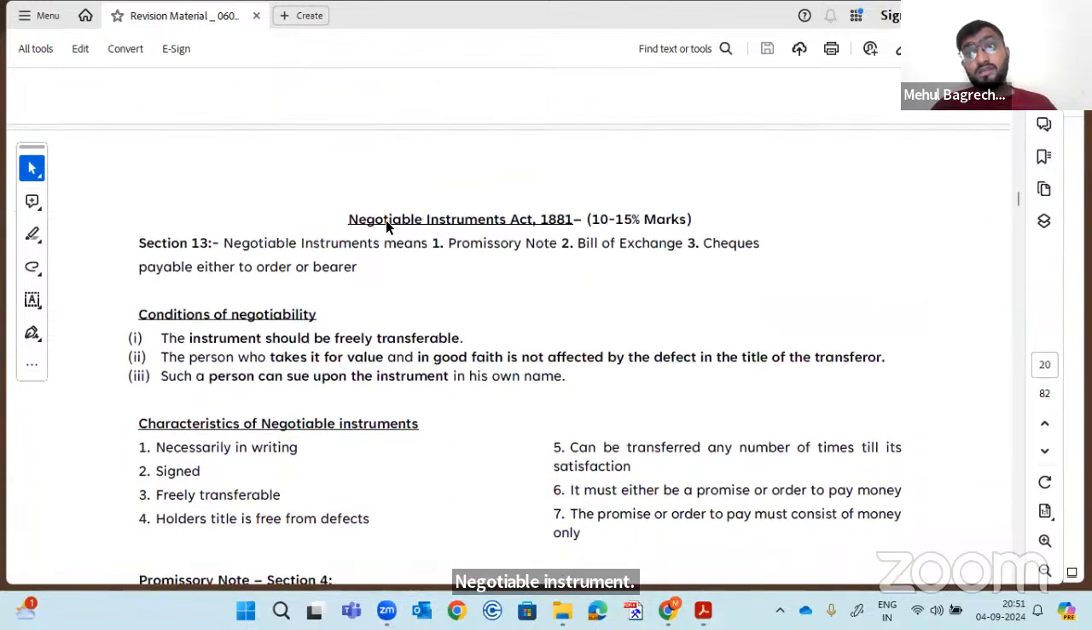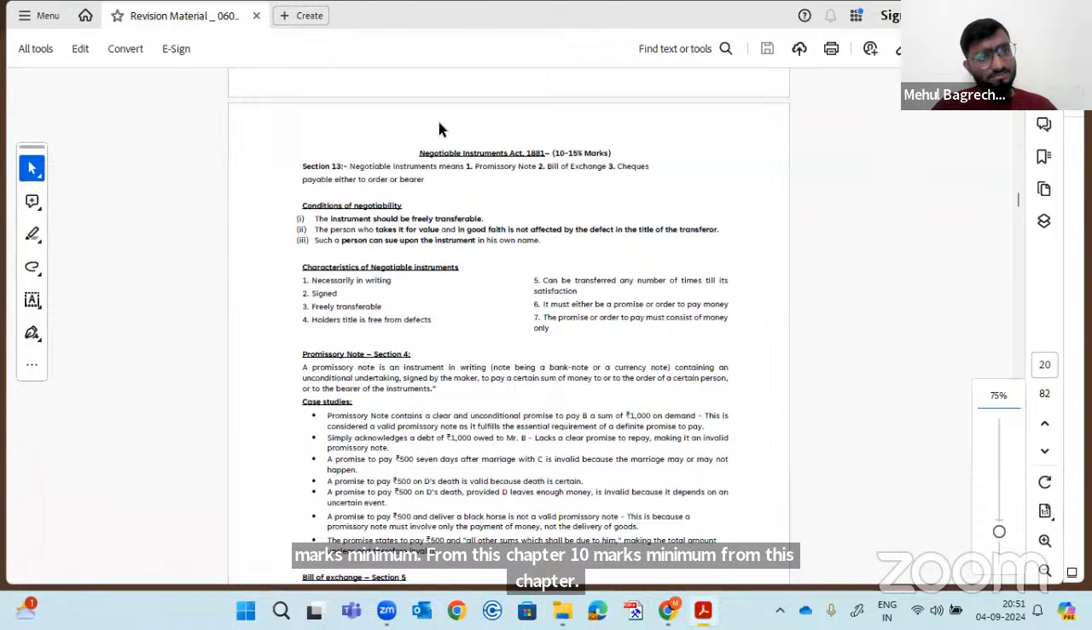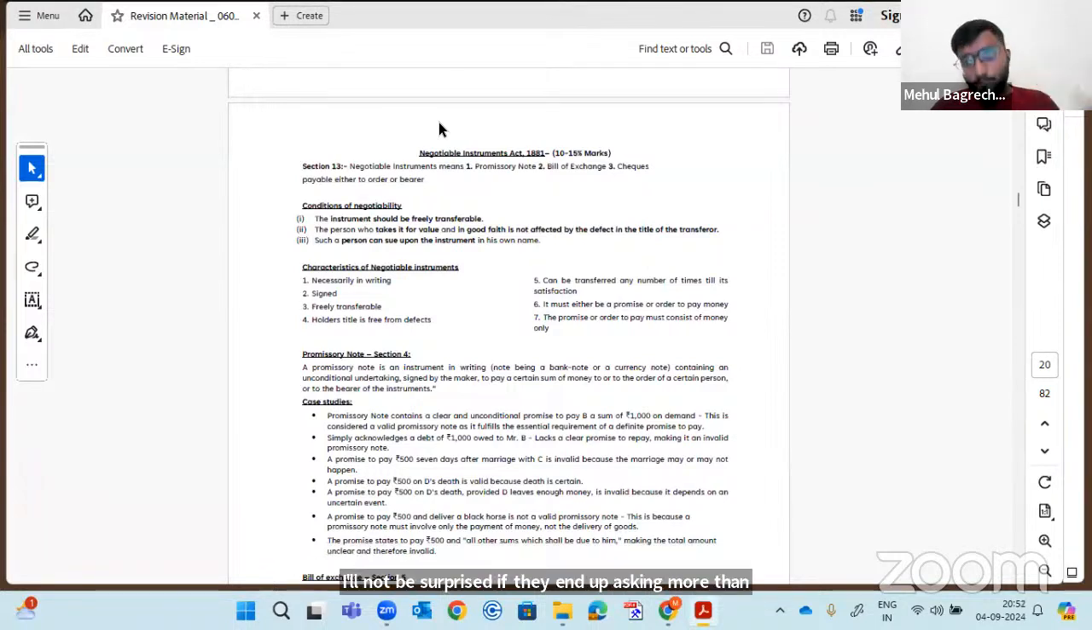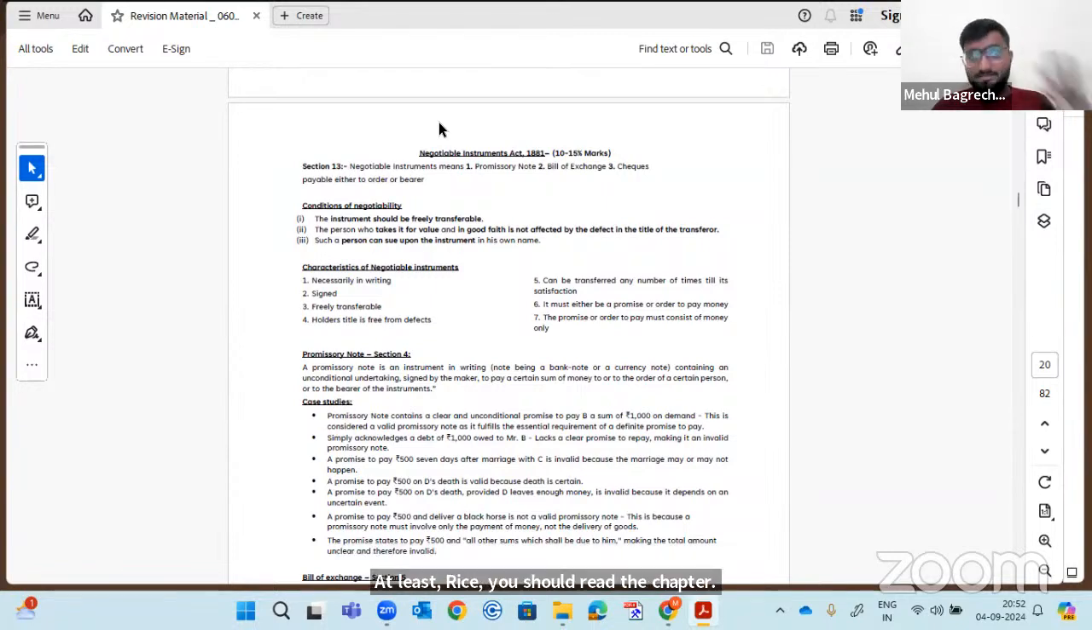All right. 10 marks minimum from this chapter. I'll not be surprised if they end up asking more than that. Important topic. They will not ask too many high-funda questions, but they will definitely ask questions which will require usage of brains. All right. So you will have to read the question at least thrice and then attempt the questions from negotiable instruments. I repeat, at least thrice you should read the questions from this chapter, and then attempt the examination question.